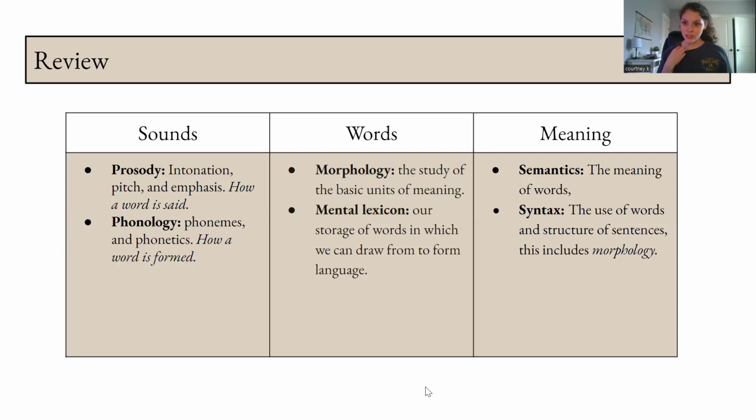And just to review, just to wrap it all up, sounds, we have prosody, which includes intonation, pitch, and emphasis. And this is how a word is said. Phonology includes phonemes and phonetics, which is how a word is formed, talking the vocal cords, like the bodily parts. And then words, which is morphology, the study of the basic units of meaning, and the mental lexicon, our storage of words in which we can draw from and form language.